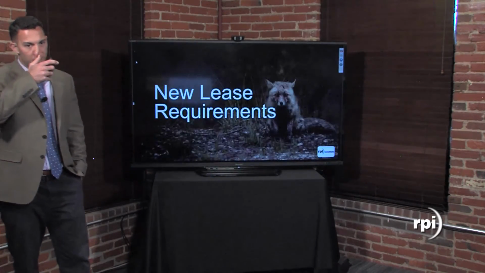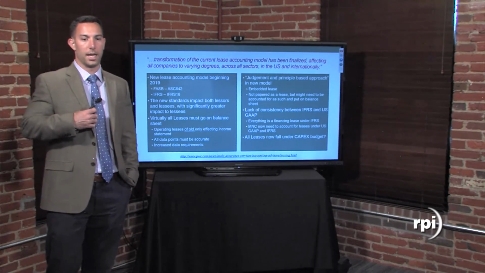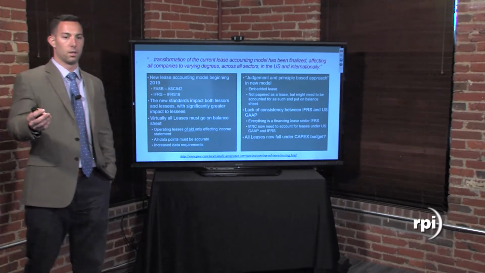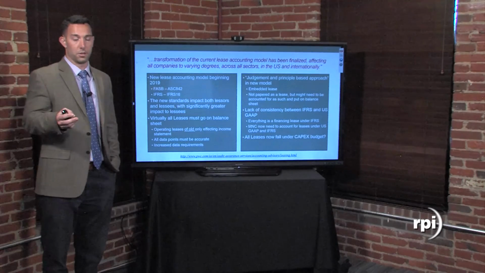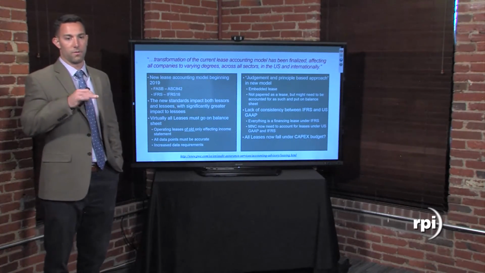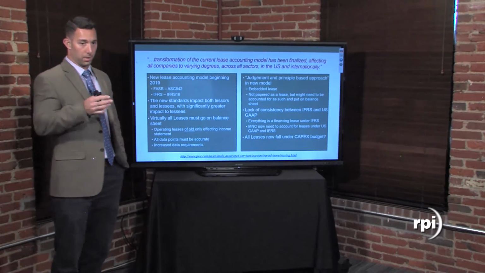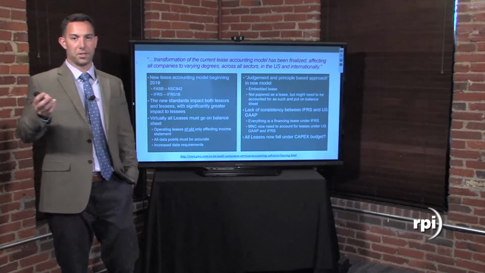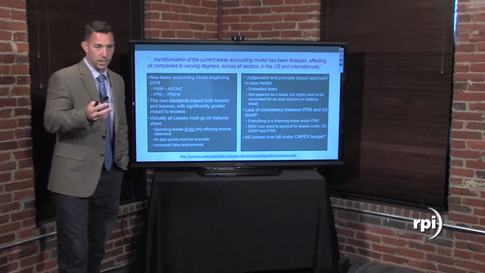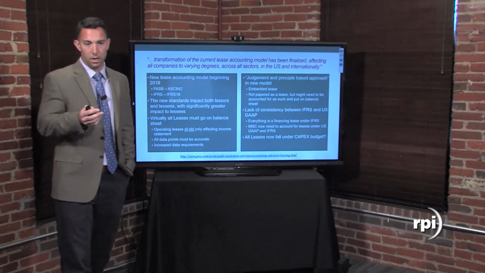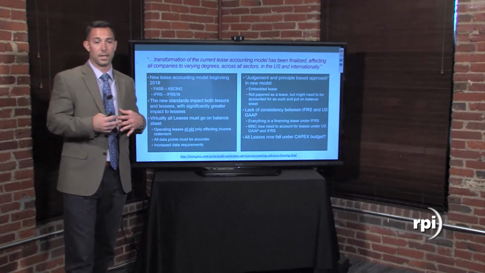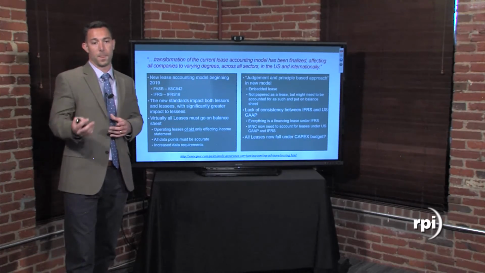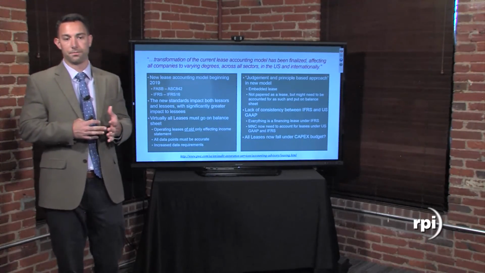All right, new lease requirements. This is the last thing we want to touch on. Basically, starting in 2019, all of your leases must go on the balance sheet. So FASB and IFRS are the two. IFRS is the international regulating authority, and FASB is the U.S. regulating authority. They've set new standards that impact both the lessors and the lessee. But essentially, your leases must go on the balance sheet.